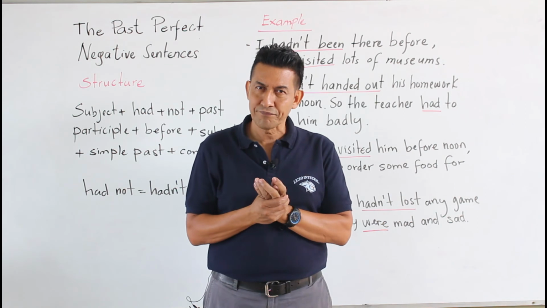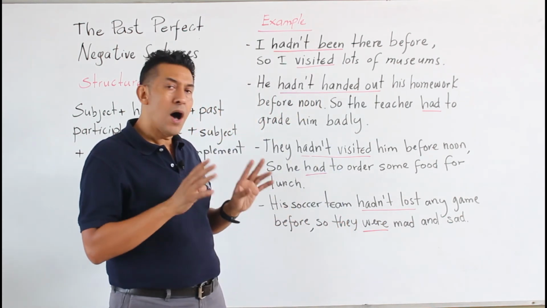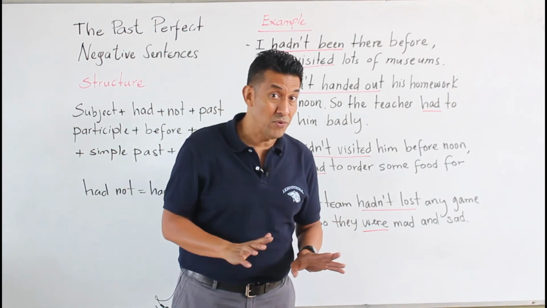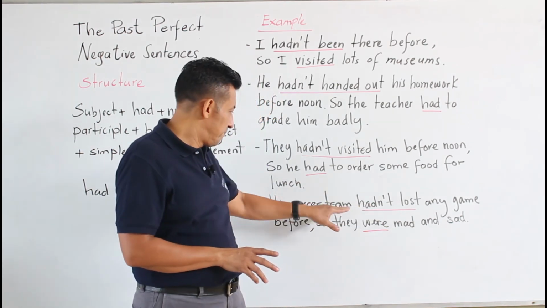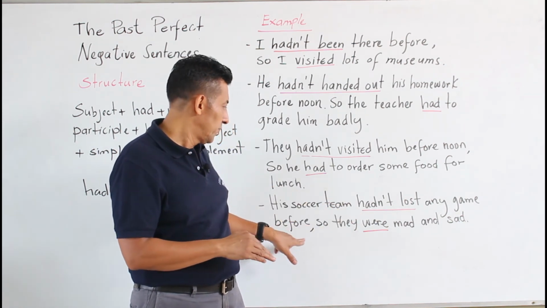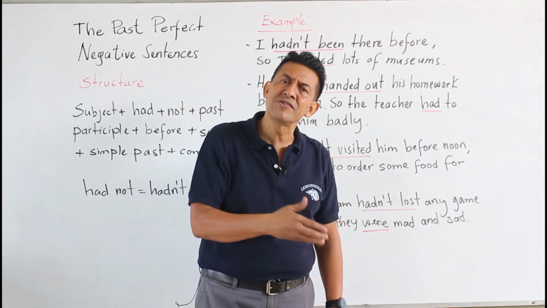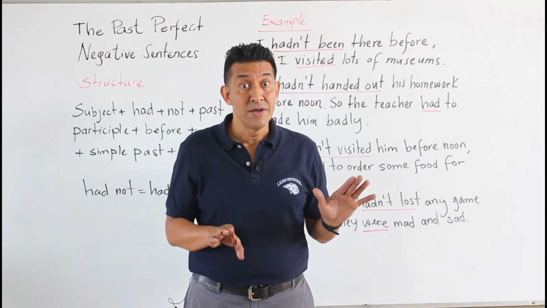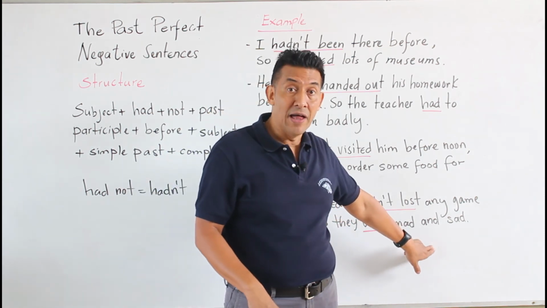That's the idea. And the last one, his hockey team hadn't lost any game before. So this is a good team, right? Never lost before. Never, never, never. So his soccer team hadn't lost any game before. So they were mad and sad. So this was the first time his team lost a game. So that's why he got mad and sad.